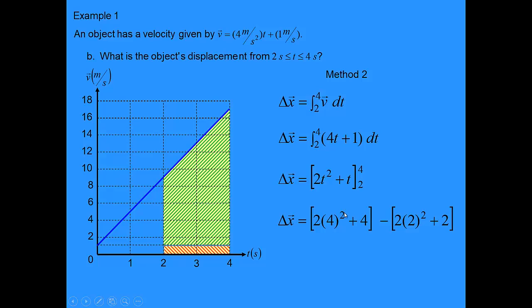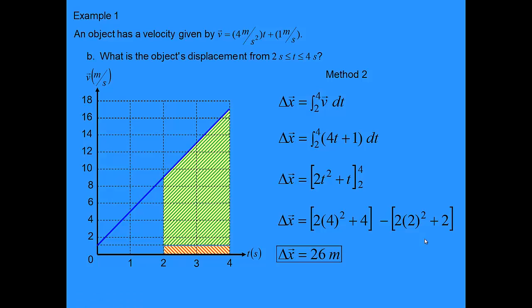Well, 4 squared is 16 times 2 is 32 plus 4 is 36. 2 squared is 4 times 2 is 8 plus 2 is 10. 36 minus 10, 26 meters. And of course we get the same answer.